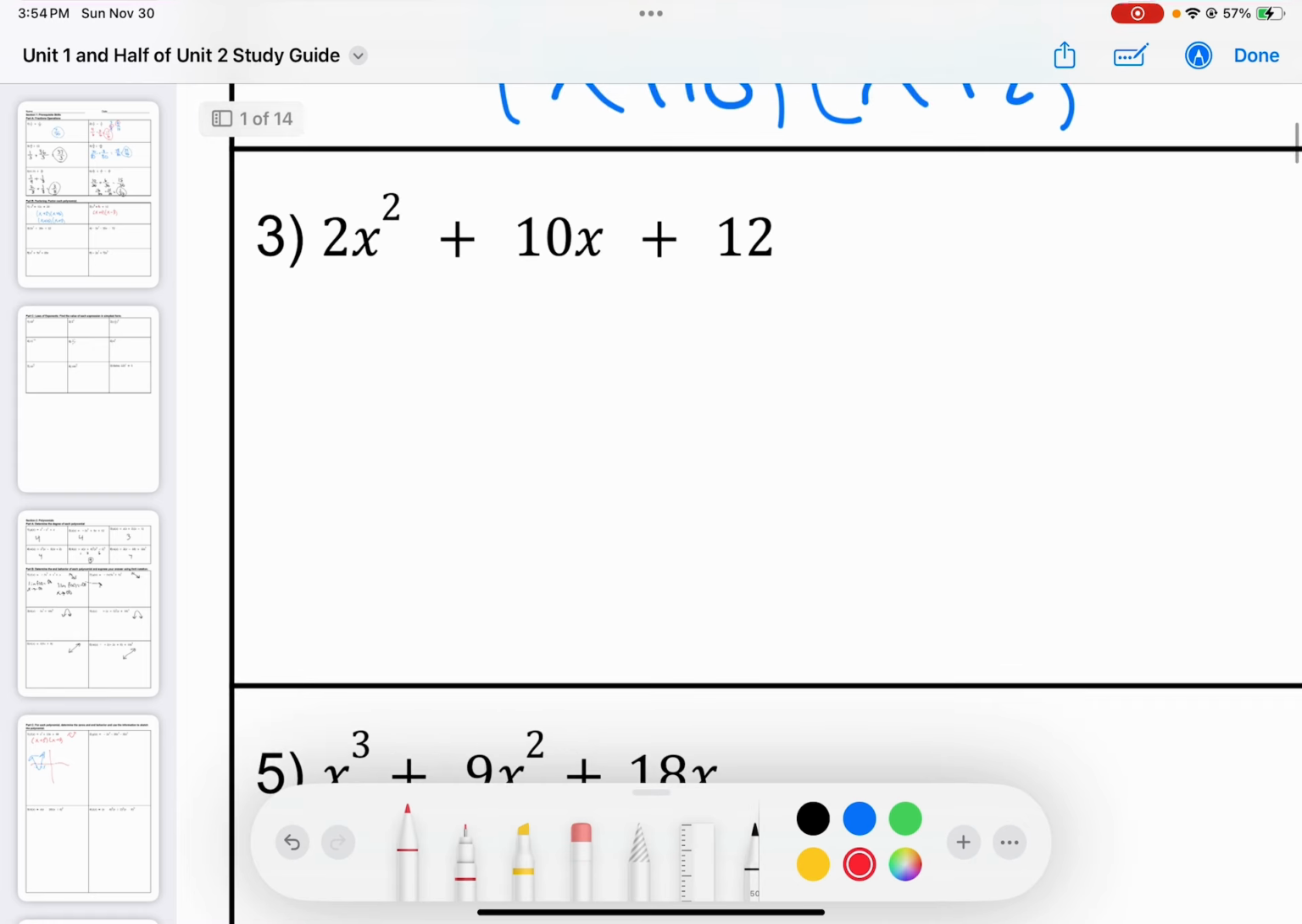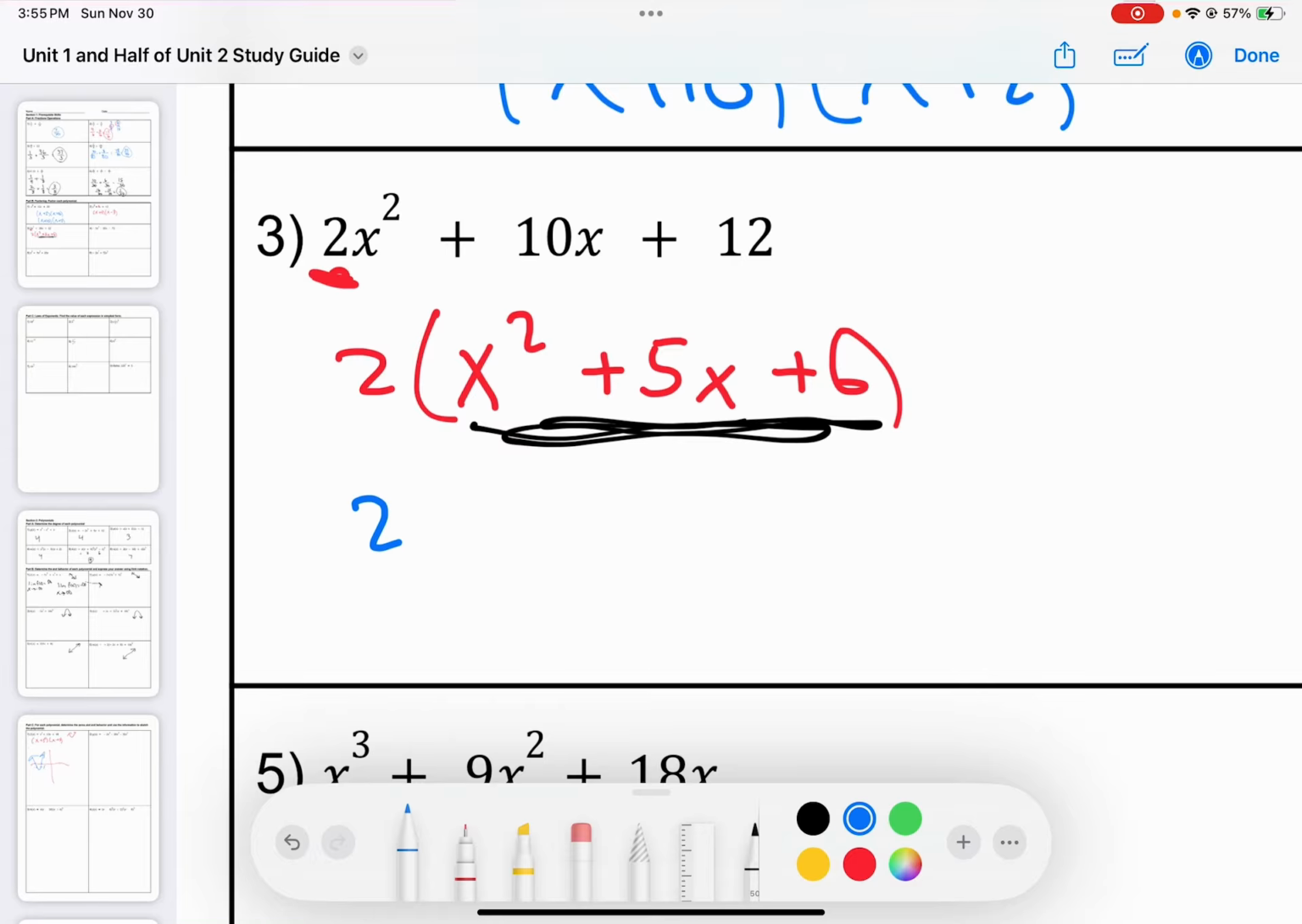Here, the leading term has a leading coefficient of 2, so I'm going to have to factor out that 2. So I pull out the 2. I'm dividing everything by 2. So 10x becomes 5x, 12 becomes 6. And now I can factor this. 2 has to stay out here. What two numbers add to make 5 and multiply to make 6? That is 3 and 2. So this factors to 2 times x plus 3 times x plus 2.